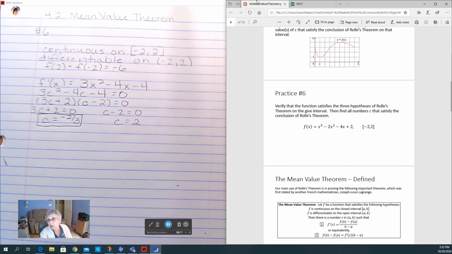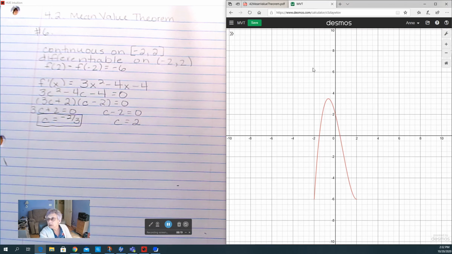Now, I went ahead and plugged this into Desmos. Here is the picture of f of x from -2 to 2. And there is -2/3. And that's where the tangent line is flat, as a horizontal tangent line.